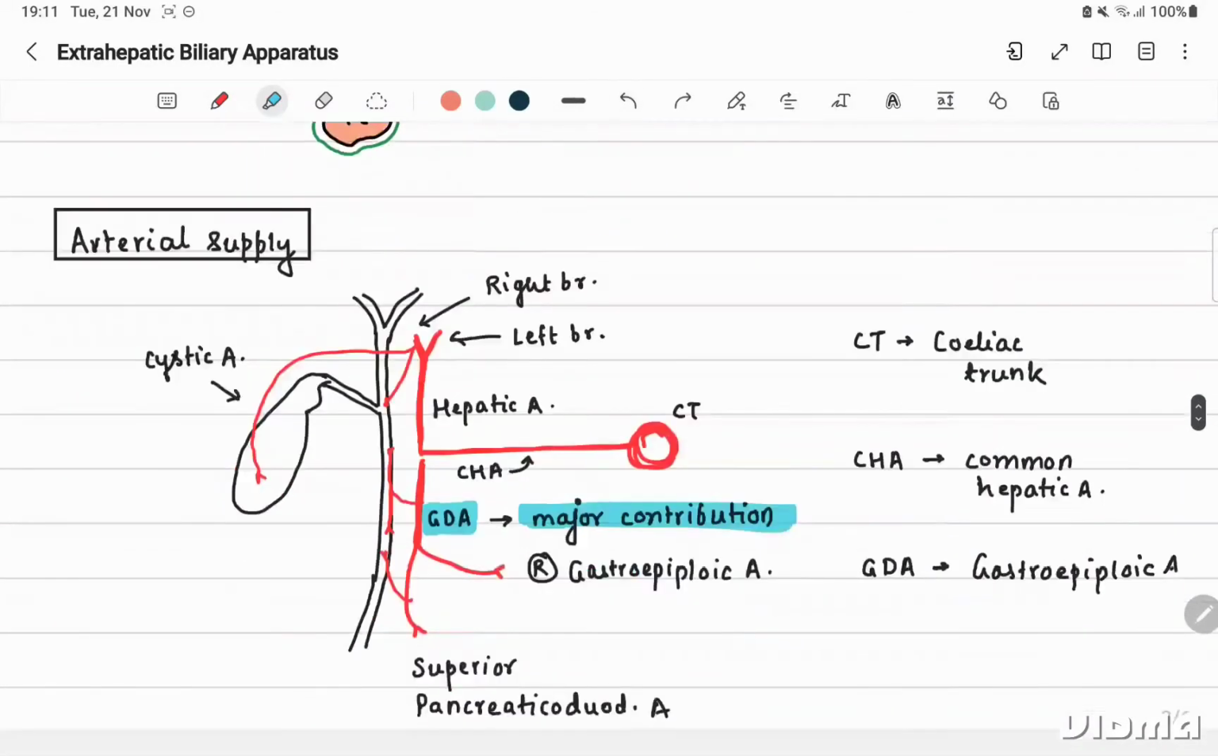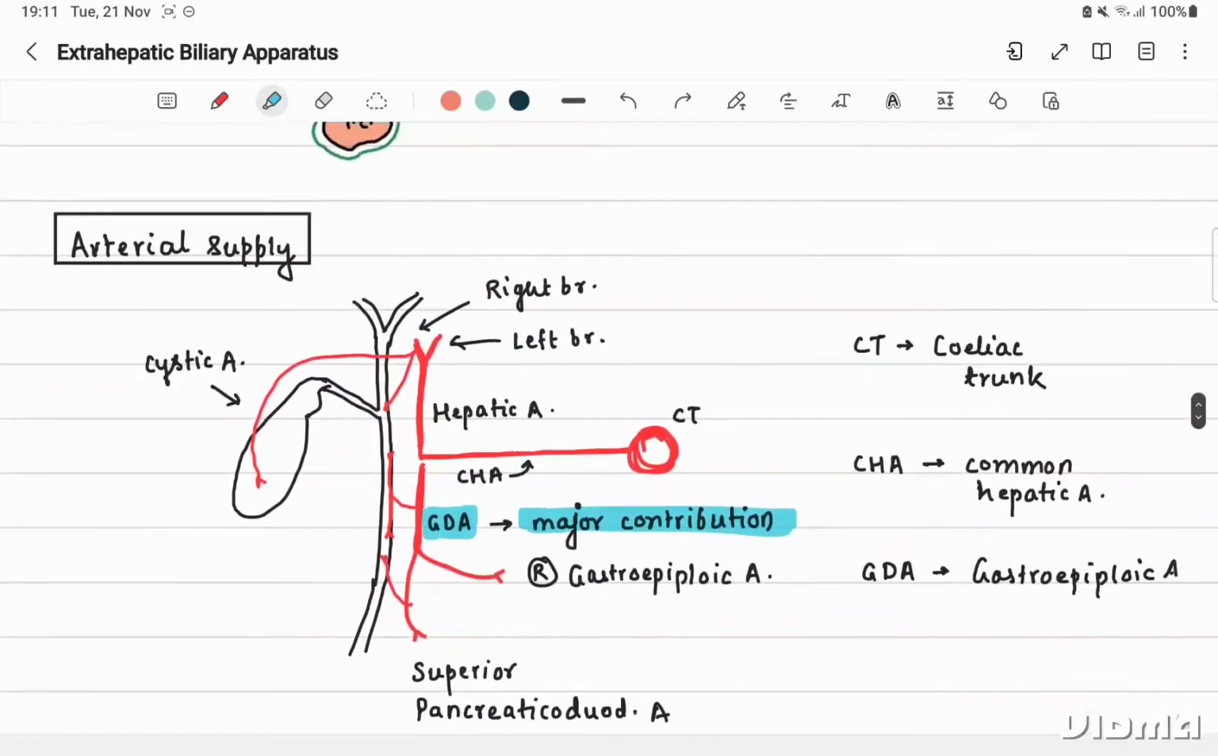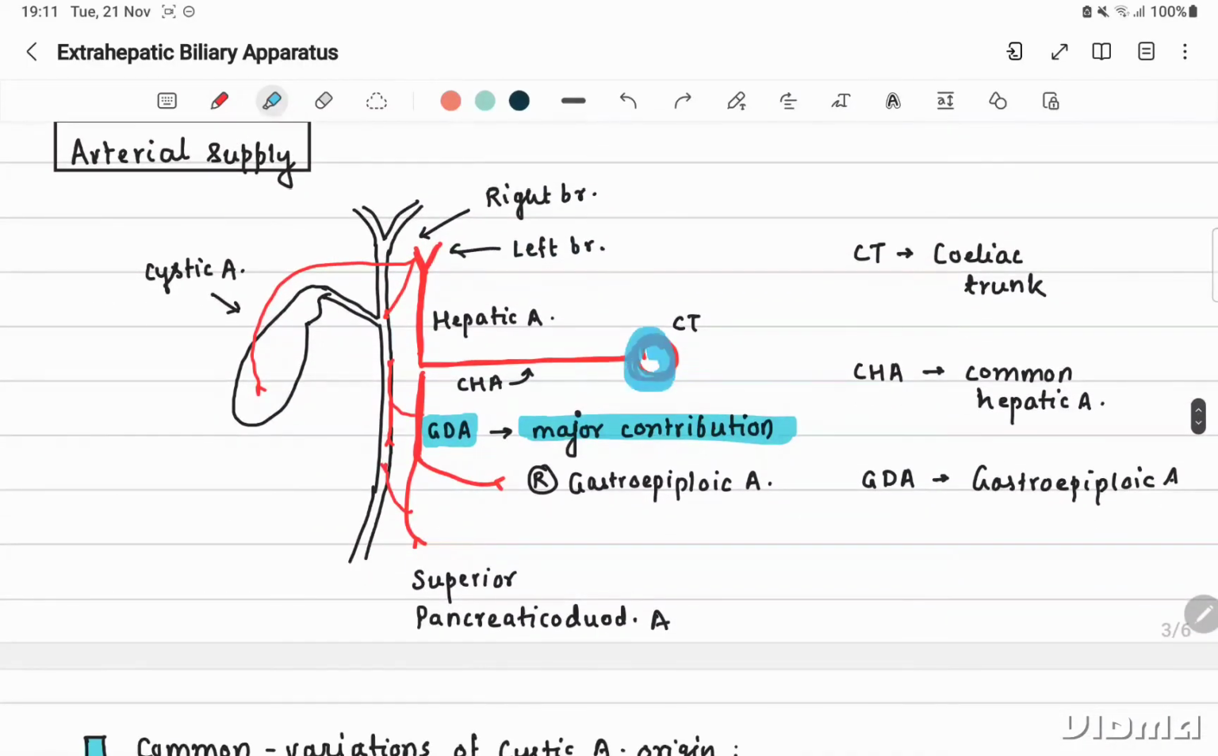Talking about the arterial supply, what is the arterial supply of your extrahepatic biliary apparatus? Here's the arterial supply. We have a celiac trunk and the common hepatic artery. It divides into a hepatic artery, and the hepatic artery has a right branch and a left branch. From this right branch, we told that the cystic artery arises, and it also gives a branch to this part. To which part is this?